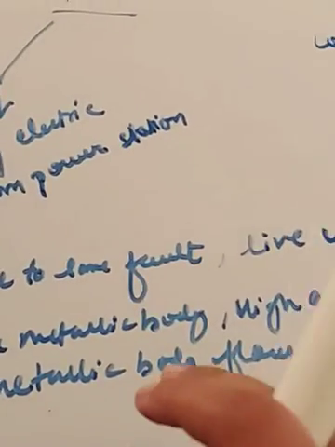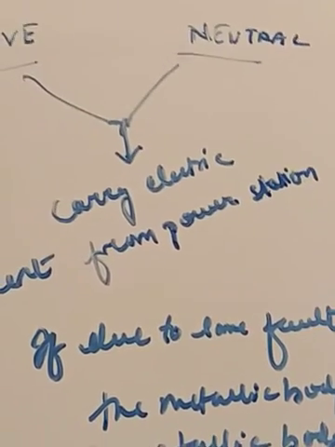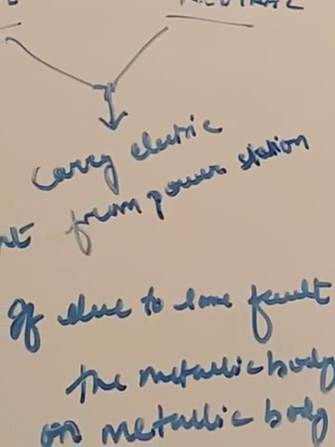If by some fault the live wire touches the metallic body, a high amount of accumulated charge on the metallic body flows to earth because of the earth wire, without damaging the appliance and without giving shock to us. Then now we'll see about charging by induction.